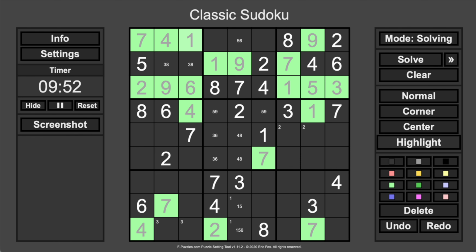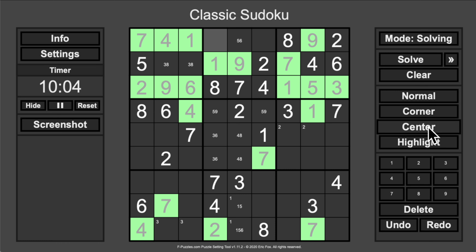Okay, I've got 1, 2, 4, 7, 8, 9. So I've got 3, 5, 6 to fill out here. That could still be any of those digits. That one we've already eliminated 3. This one amazingly can still be any of those digits. But let's see, this one and this one force one of these to be 1.